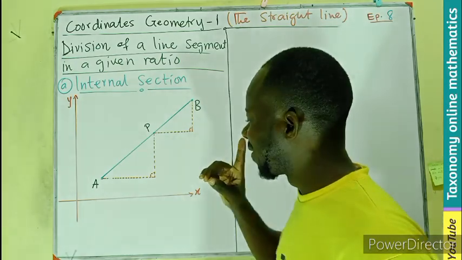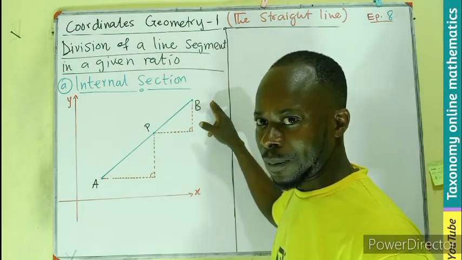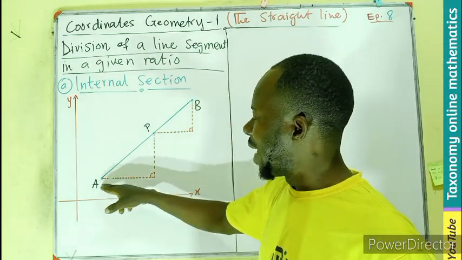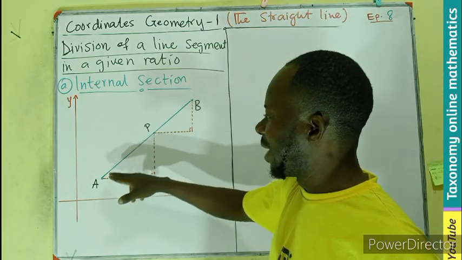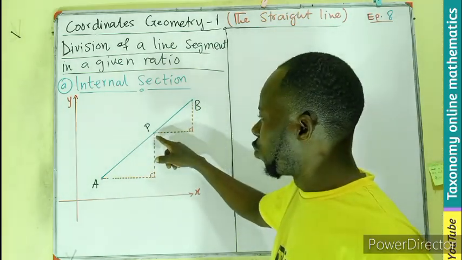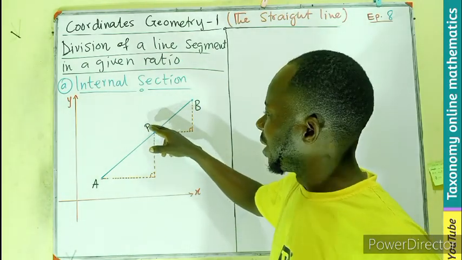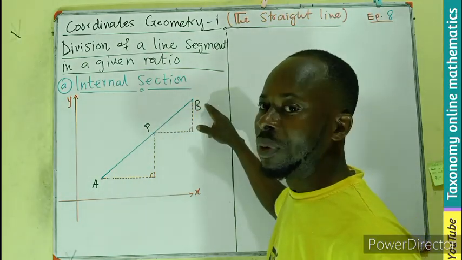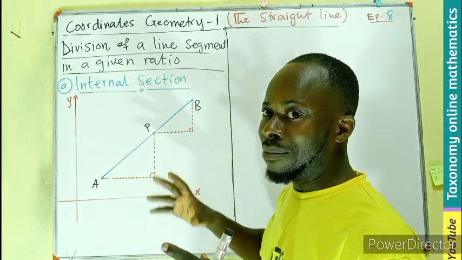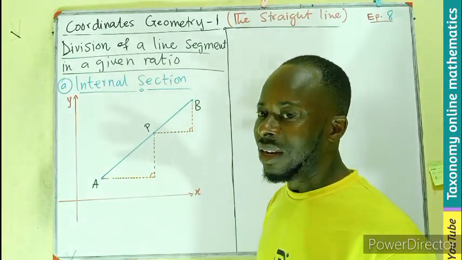So we are picking the line segment AB, and we are dividing this line segment into two. We can see from A to P is longer than P to B. So we are not having the midpoint. We are just saying internal division.